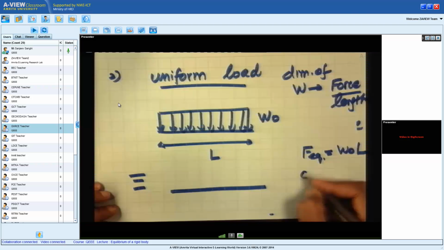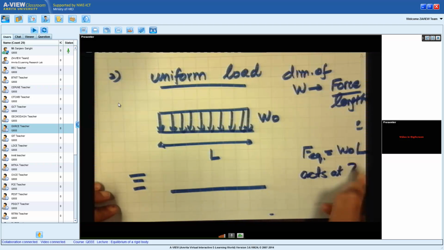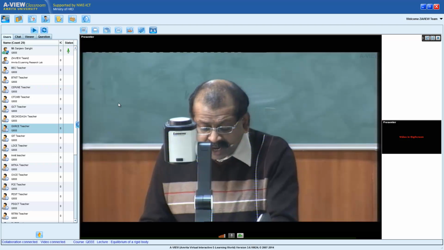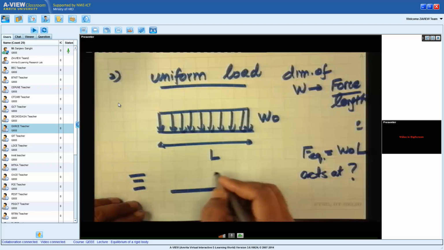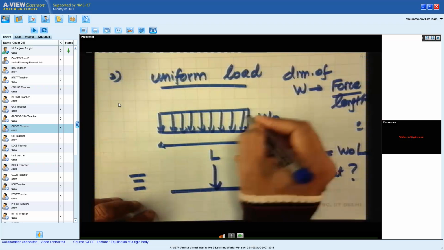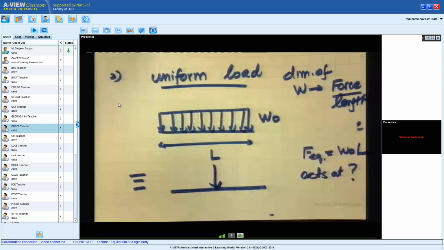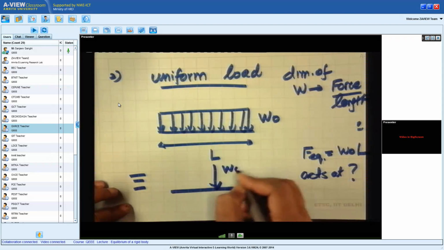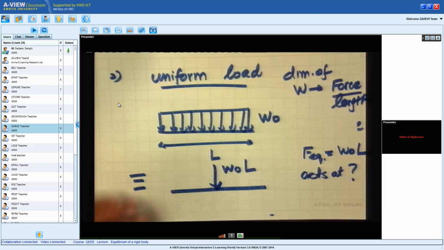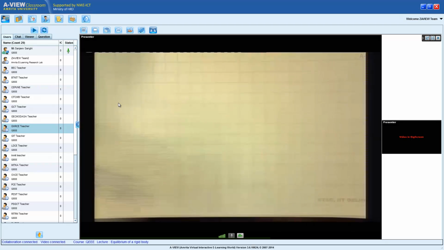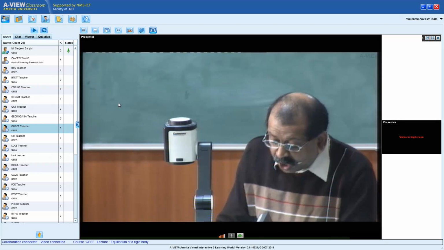Then we ask, where does it act? Any answers? Think about it. It will act at the centroid of the area. That means the equivalent of this force system which I have drawn, a single force W0 acting on a beam of length L, will be a single force W0L acting at L by 2 from either end. Is this clear? Let's take the next case which we can find without using integration.